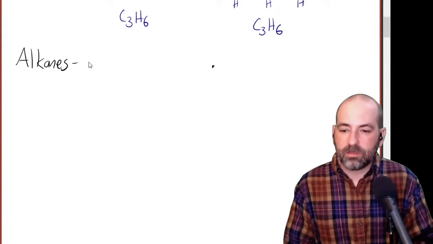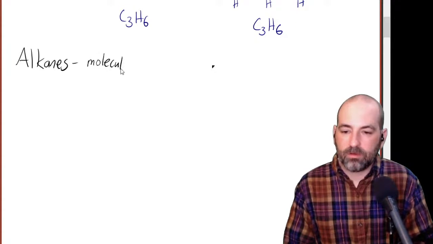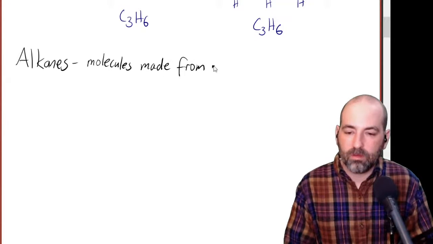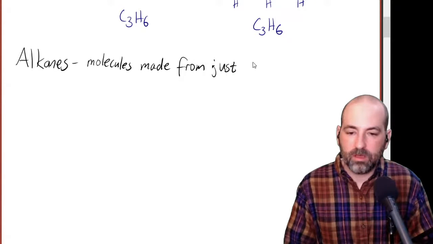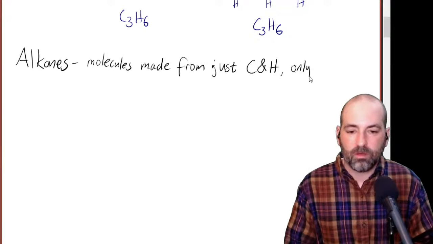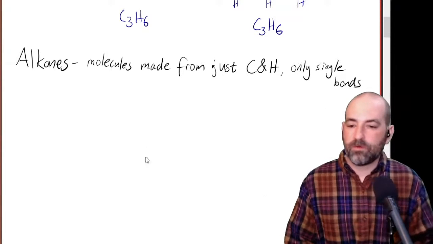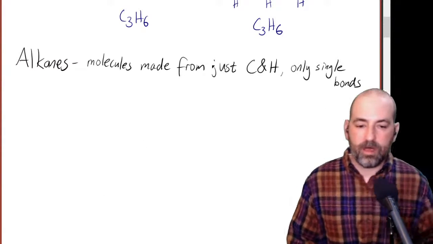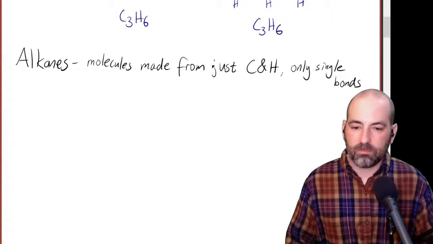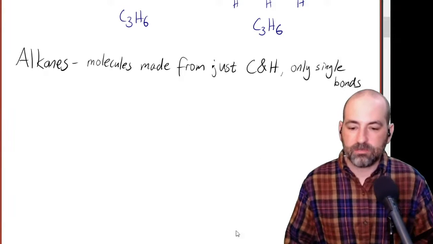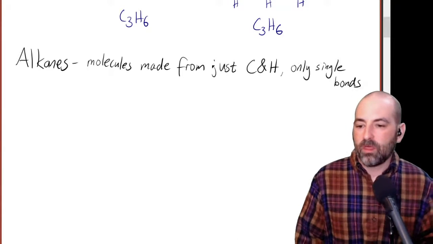Alkanes are compounds or molecules made from only carbon and hydrogen with only single bonds. And we're going to go through a few of them and talk about what they look like and some different ways of drawing them.